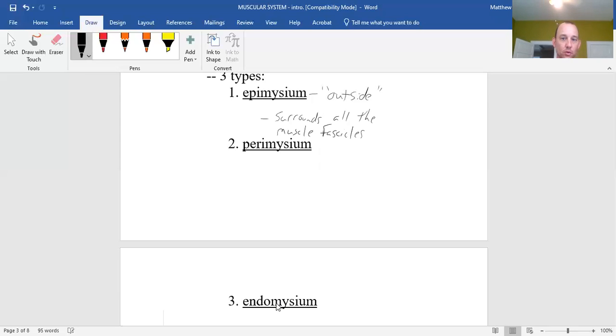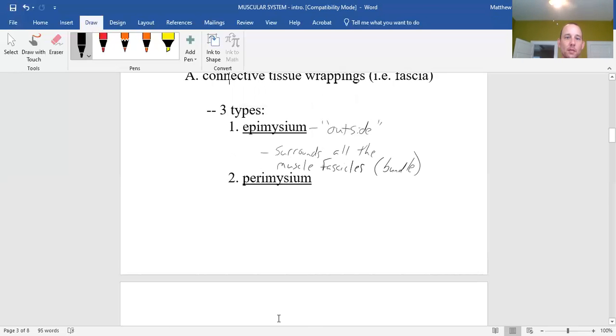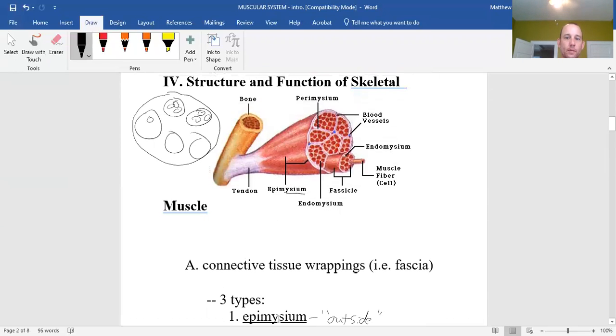Or muscle fascicles. A muscle fascicle is the same thing as a muscle bundle. All right? Now, make sure those words make sense in the picture that we saw back here. Okay?